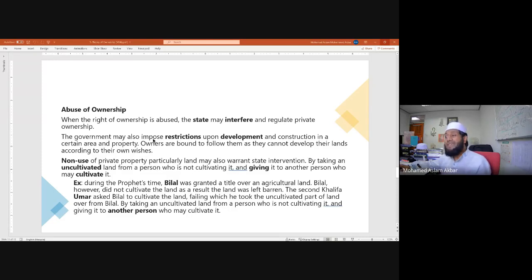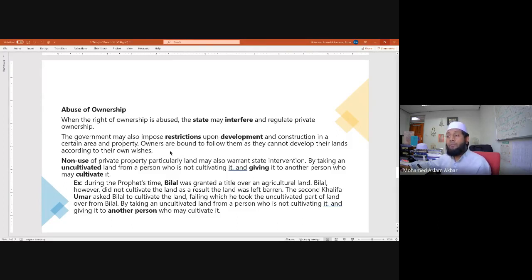Then we talk about abuse of ownership. This is where the state will come. When someone abusing the ownership, the state may interfere. Even the state can also ask your property for the purpose of the development. Let's say there is a property, and that property comes on the way that the government wants to build the road. So the government will approach you, and then will give you compensation, or they will give you some other land, some other places. This is for the purpose of the development.